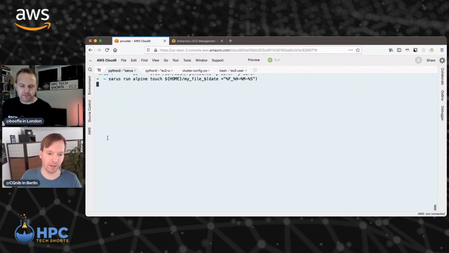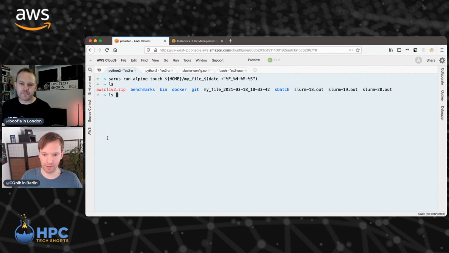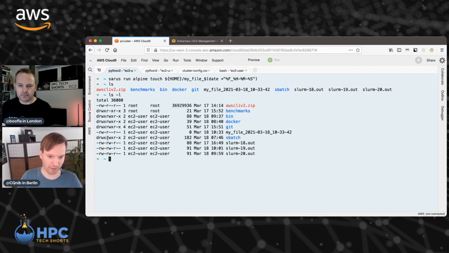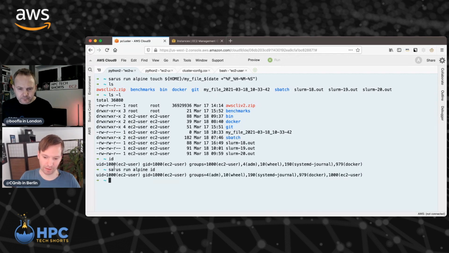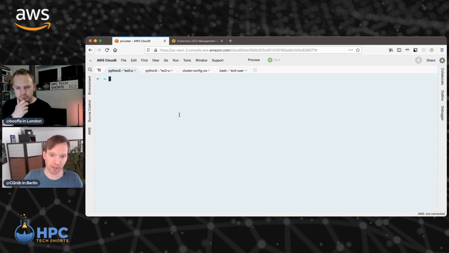So if I do this here, I will run a Sarus container touching a file in my own home directory. Right, and we can see my file. This file is, of course, owned by myself because the container was run under my user ID. And to illustrate this even better, I can just show my ID here. If I do the same in the container, we will see that it's the exact same user ID here, right? So it's just that this container is not going to break out of my user context.